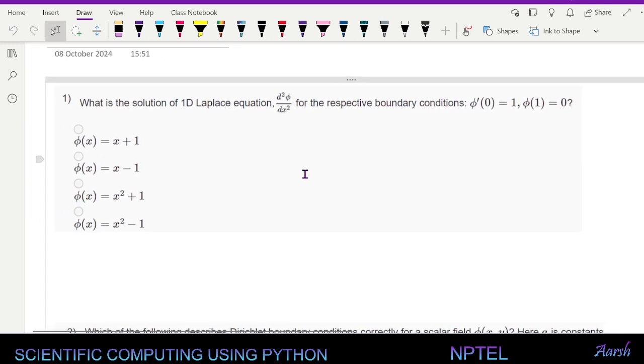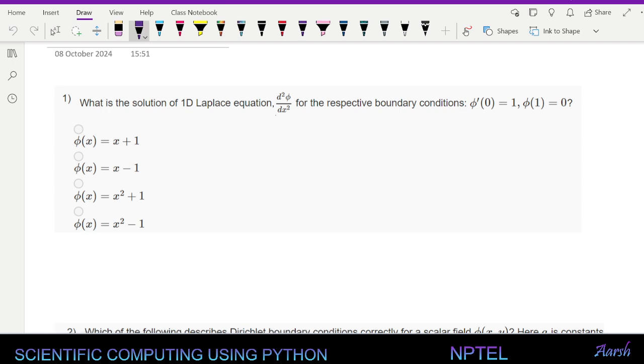Okay, first one is, what is the solution of the 1D Laplace equation when the boundary conditions are given? Is this Dirichlet or Neumann? Well, it's mixed, because this is a derivative and this is just the value. So how do we solve it? There are multiple ways. One, which is straightforward, is that we have this equation equal to 0, and we know that the solution is phi of x equals mx plus c. Now we have two unknowns, but we have two conditions, so we can solve for it.